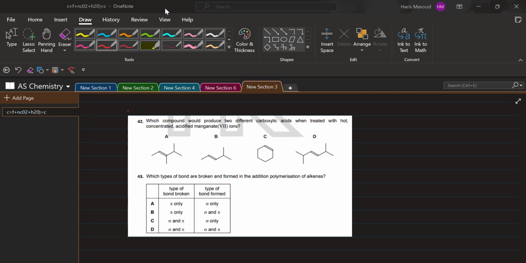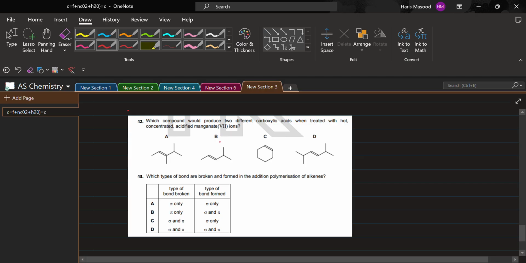Yeah, on both sides and two different. Okay, it is B, correct. And what about 43? Yeah, because if we have alkenes, so we usually convert it into a polymer by breaking down the pi bond and forming a sigma bond within that carbon chain and all that.